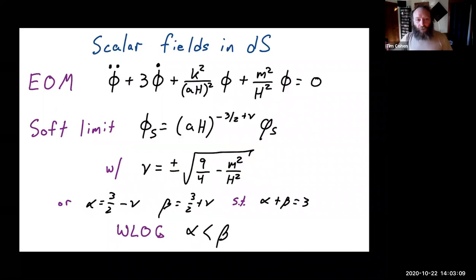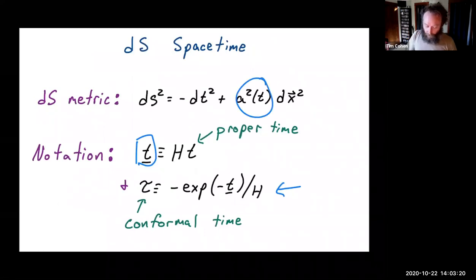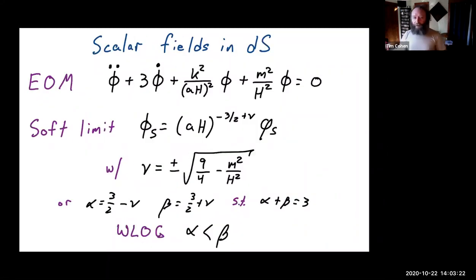Here's a scalar field in static de Sitter. Sorry, it doesn't have to be static. This is just a scalar field in de Sitter, okay, where we've used the scale factor defined here, right? And we've taken the action I wrote a few slides ago and found the equations of motion for a free scalar. And the soft limit is setting k to 0. So when you set k to 0, you can solve this differential equation. It's almost trivial. And what you find are two solutions, okay?